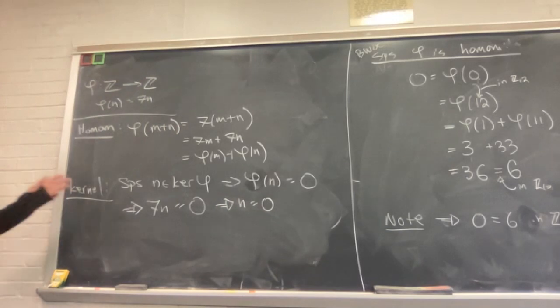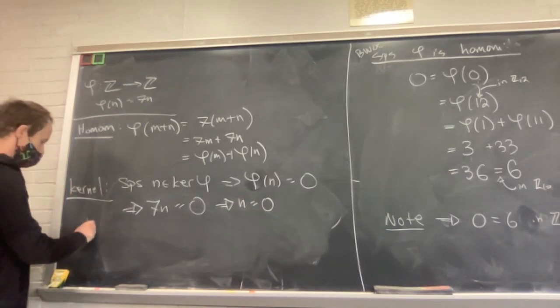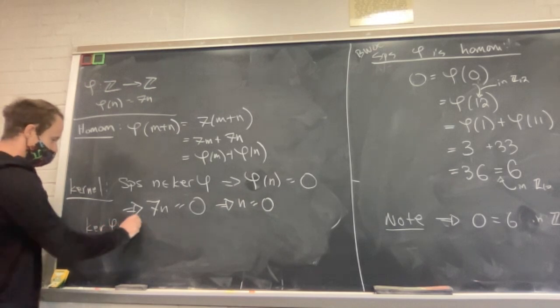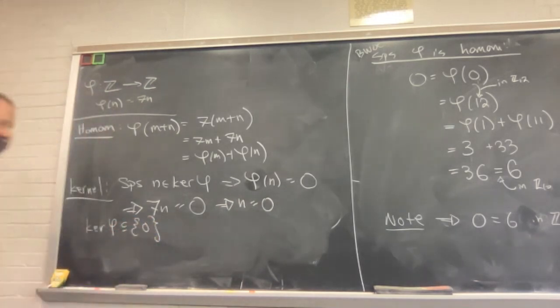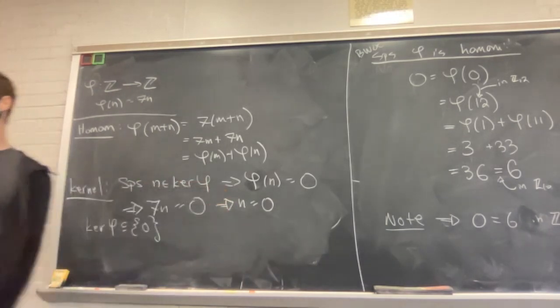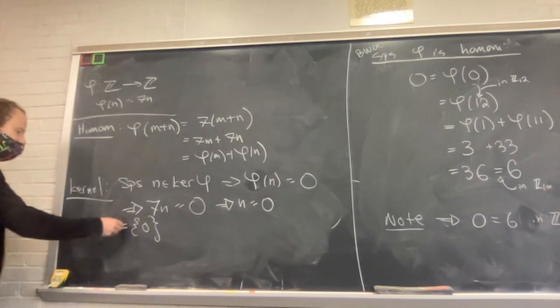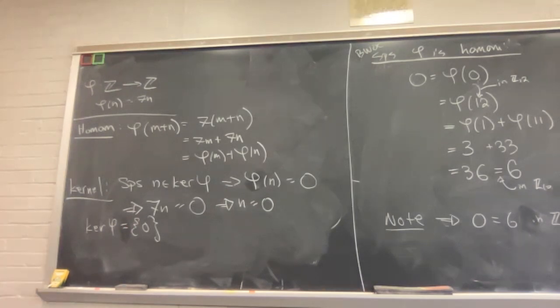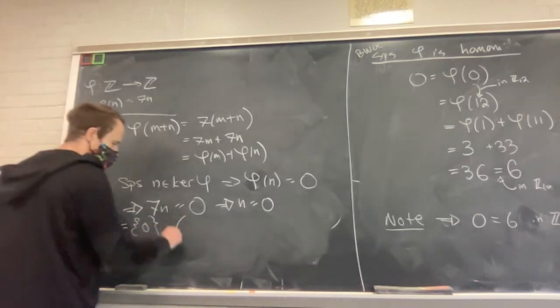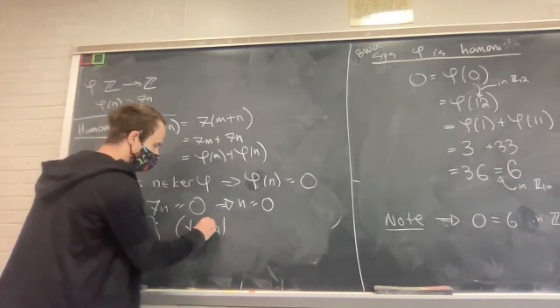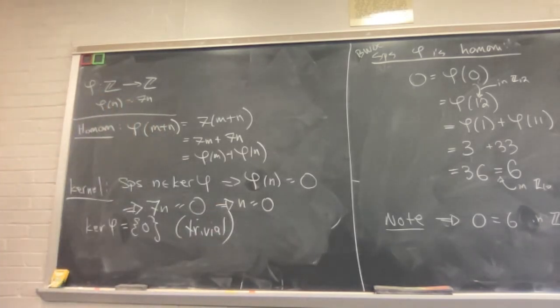Technically, what we just showed here is that the kernel of phi is contained inside of the set just containing 0, because we found that if we're in the kernel, then we have to be equal to 0. But really, this containment is the same thing as equality when the right-hand side is so simple. So we would say that the kernel here is trivial. The smallest the kernel can possibly be is the identity element. And that's what we've got here. The kernel is the identity element.